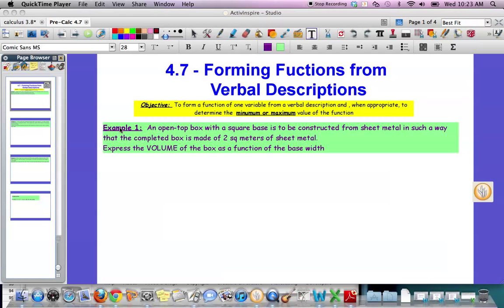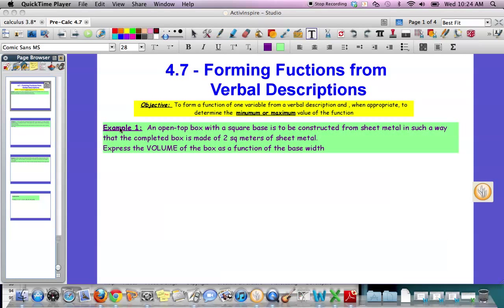We'll find out. I've got 3 problems I'd like to go through with you. Notice we skipped a section. We went from inverse functions, which was 4.5, and skipped 4.6. And 4.7 is word problems, basically. We're going to form functions from a verbal description, which basically means you got a word problem. So the objective is to form a function of one variable from a verbal description, and when appropriate, determine the max or min. So that's the bottom line, you guys.